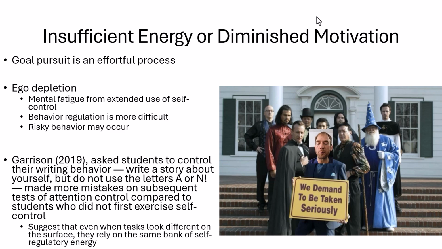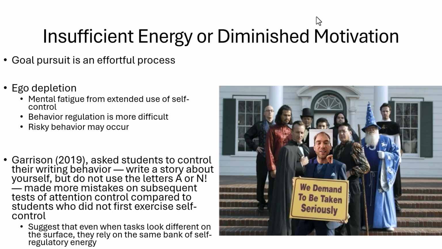So in support of this interpretation, Garrison in 2019 asked students to control their writing behavior. Write a story about yourself, but do not include the letters A or N. These students who were asked to engage in this writing behavior made more mistakes on subsequent tests of attention control compared to students who did not first exercise self-control. This is just that even when tasks look different on the surface, they rely on the same bank of self-regulatory energy. So the idea here is you have to write this challenging autobiography about yourself without the letters A or N.